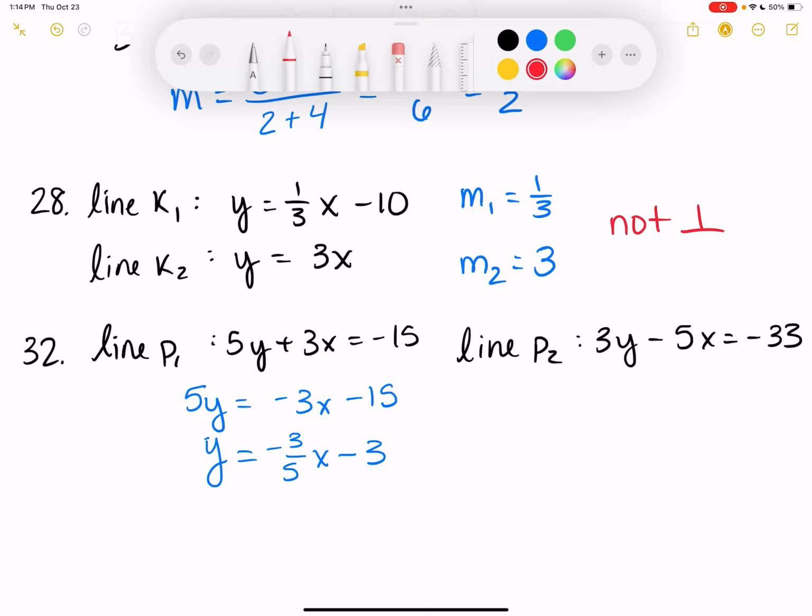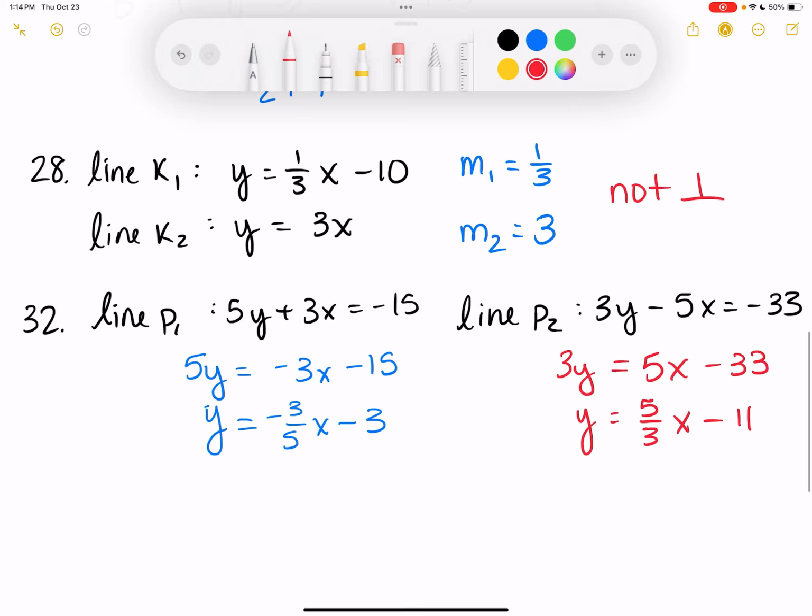Got to do the same thing on the other one over here. So I'm going to add 5x. So 3y equals 5x minus 33. Then I'm going to divide by 3. So y equals 5 over 3 x minus 33 divided by 3 is 11. So are these perpendicular? Yes, because this slope is negative 3 over 5, and this one is 5 over 3. So these are perpendicular.